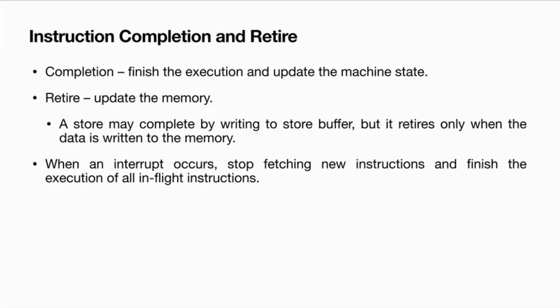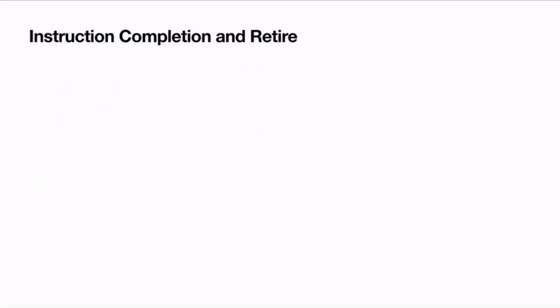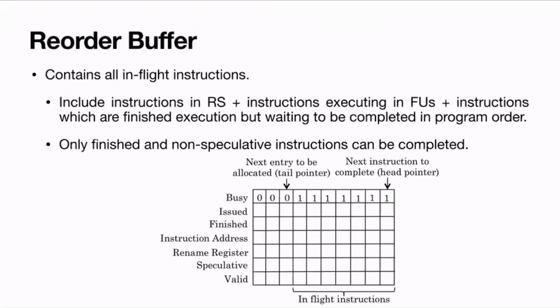And again, when an interrupt occurs, let us say we are executing a program and there is an interrupt, what we have to do is stop fetching the new instructions and finish the execution of all the in-flight instructions. So what are the in-flight instructions? I said previously, all the instructions with the busy bit 1 and the valid bit 1. Those are basically the in-flight instructions. You execute these, don't fetch any more instructions, then run the interrupt service routine, and then come back to the normal execution of the program.